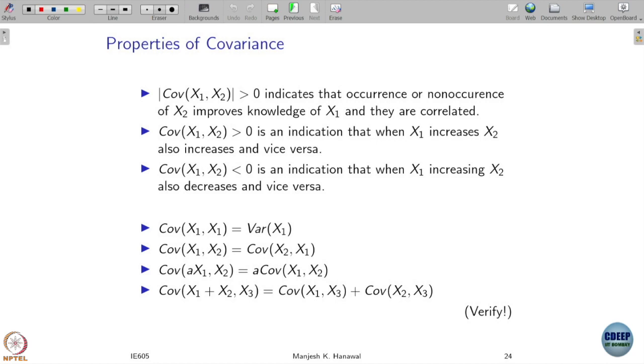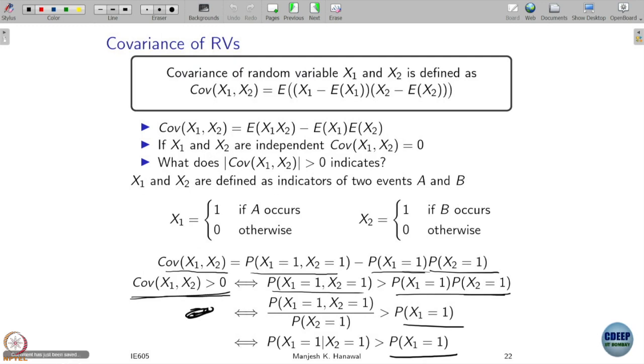Now, this definition of the covariance has straightforward properties. You can always ask for the covariance of a random variable with itself, like the covariance of a random variable x1 with itself. By definition, this is exactly the variance of x1. So here, if you make x2 also x1, this is going to be the expectation of x1 minus the expectation of x1, whole square. And this is exactly the definition of the variance of x1.